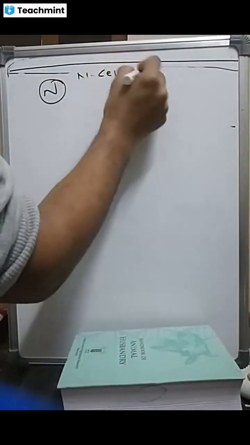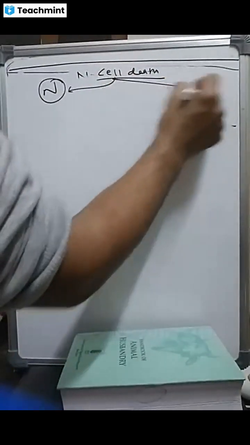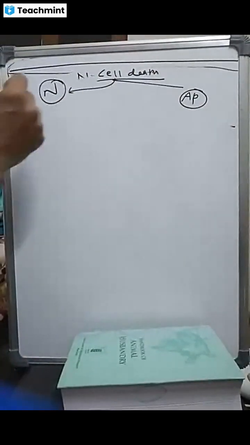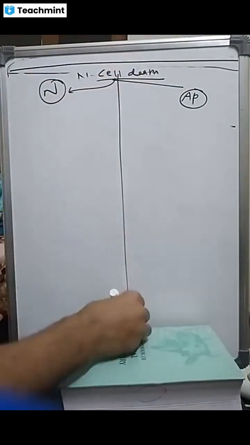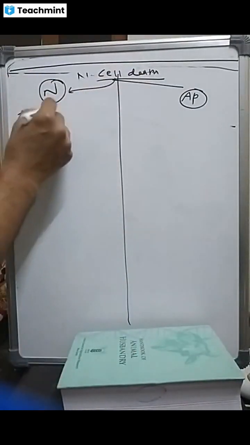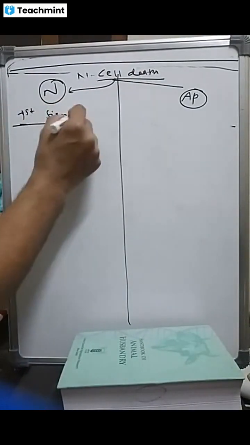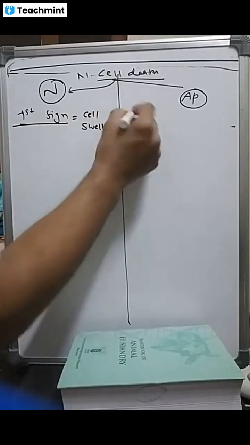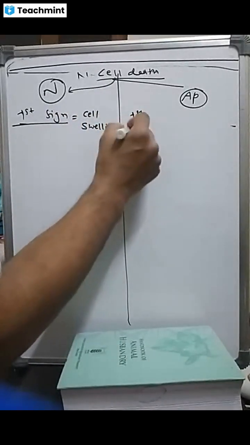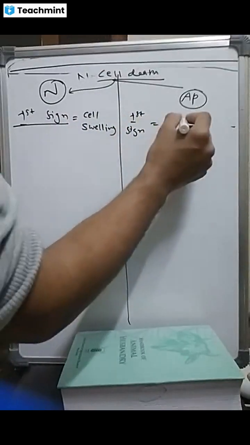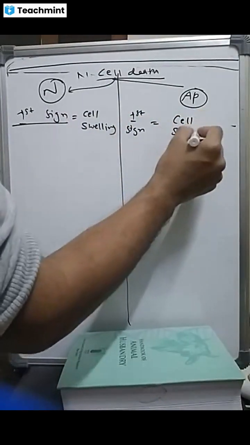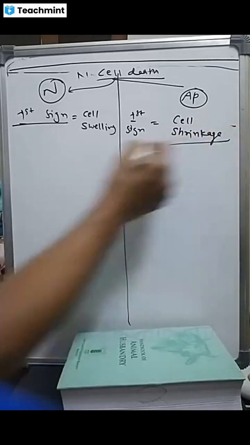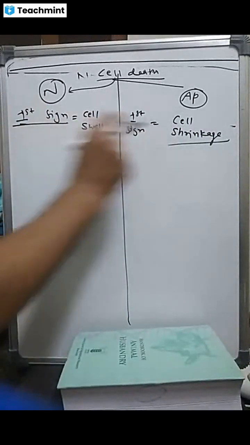The two patterns of cell death are necrosis and apoptosis. In case of necrosis, the first sign is cell swelling. But in case of apoptosis, the first sign is cell shrinkage. This is the first difference at the level of the first sign.